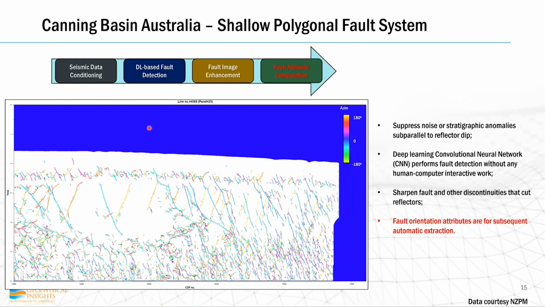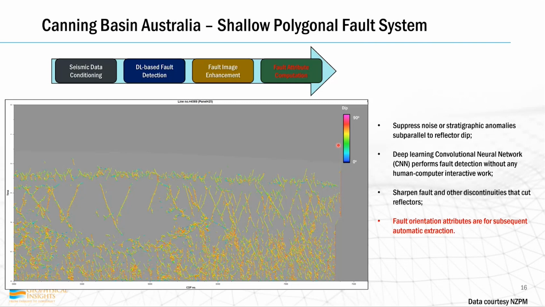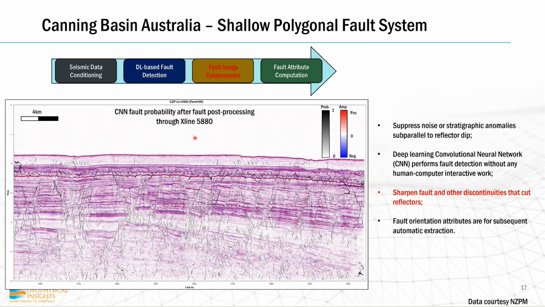And this is the fault attribute, which is azimuth. This one is fault dip. We're also showing a cross example that highlights a lot of the small faults and the major fault right here in the middle, and the polygonal fault system in this shallow area. So note that manual interpretation on this data set is almost impossible. There are a lot of small faults and also the major fault and polygonal faults on this data set.